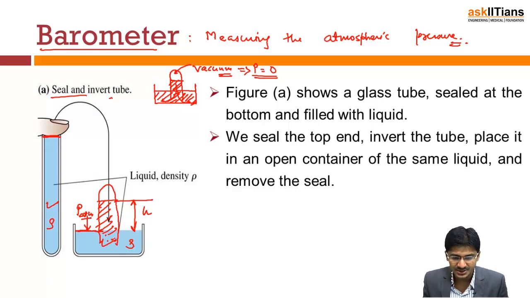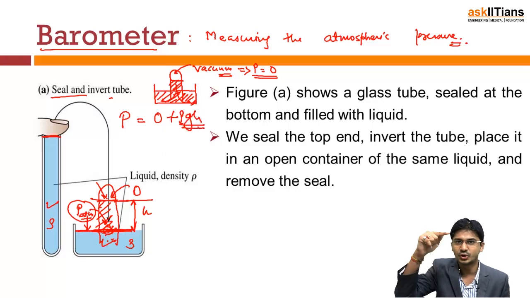Now that means the pressure at this point, if you consider at the same level within the tube also, it must also be P atm. Now what is the pressure at this point at the top? Here the pressure is 0 because this is a vacuum. Now if we apply the equation at this point and at this point, the pressure at this point is P, and P is equal to 0, the pressure at the top, plus rho g h.